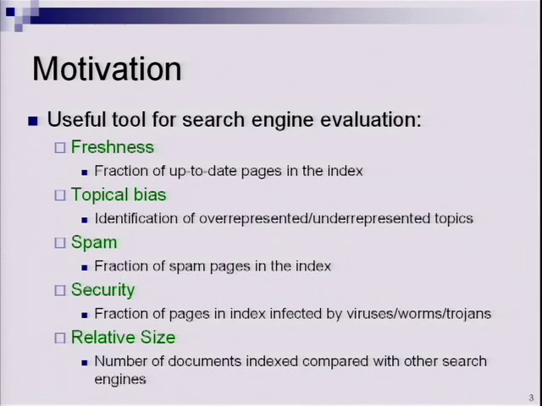You can test spam. You can check if you have a good spam classifier. You can try to see what fraction of the pages in the corpus are spam. You can check the security resilience of the search engine, what fraction of the pages are contaminated by viruses or worms. And probably the most interesting part for you guys, you can check relative sizes of search engine. You can check which search engine is larger, Yahoo or Google.